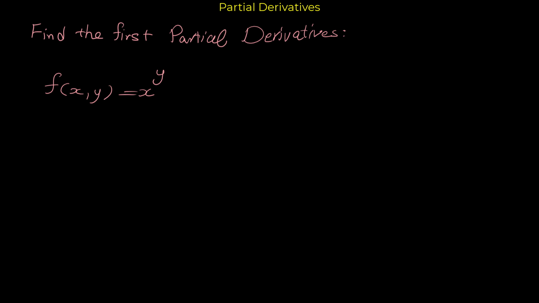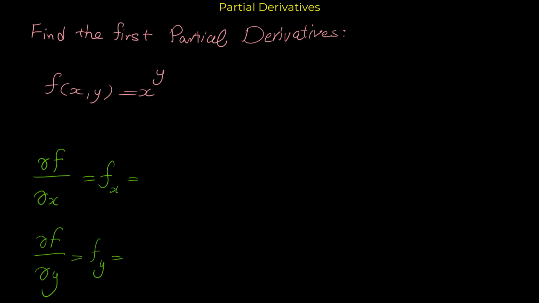Our function f has two variables, x and y. So basically, for this function, we have two partial derivatives. Partial derivative of f with respect to x, which we can use this notation, or simply we can use this notation. And partial derivative of f with respect to y, which we can show also with this notation. Both of these notations are the same.